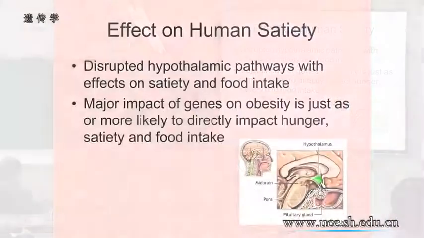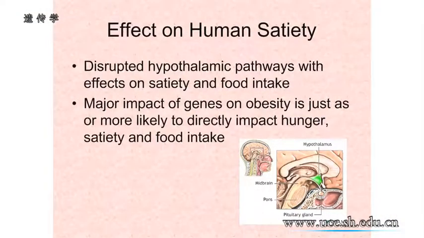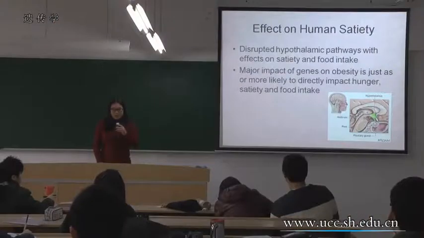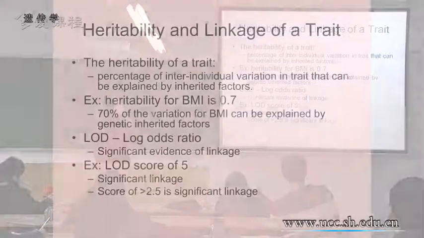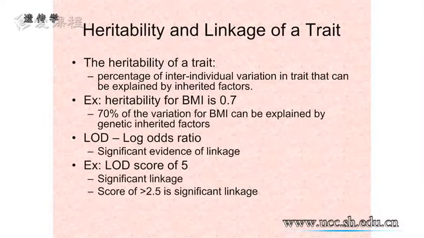So first I'll talk about the effect on human satiety. Genetic mutations can disrupt hypothalamic pathways, hence making us feel more hungry and causing us to eat more food. It's a major impact on obesity because, as you know, the food we eat determines what our body weight is. And the heritability and linkage of a trait.